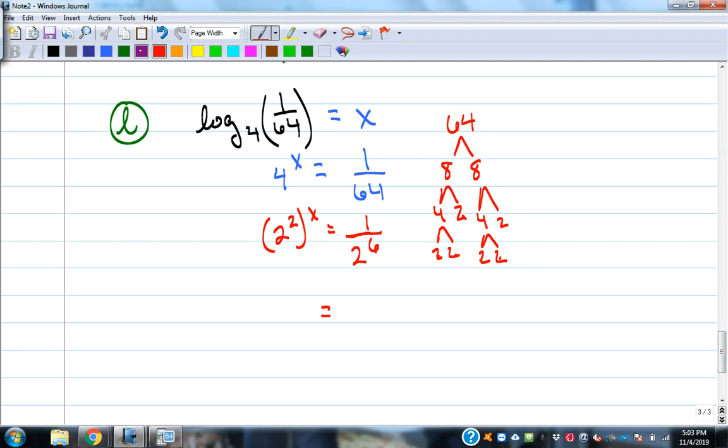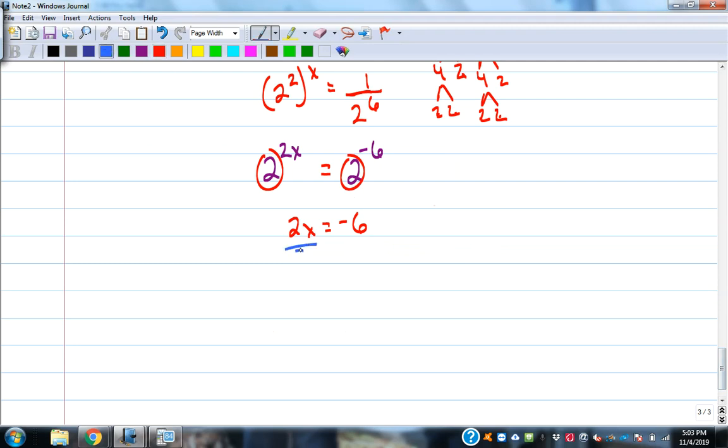So what does the right side turn into? There you go. Good job. 2 to the negative 6. And that'll be 2 to the 2x over here. And the 2's that are the bases, I don't need you anymore. Divide by 2. X is negative 3. And so we know that the log base 4 of 1 over 64 is really equal to negative 3.